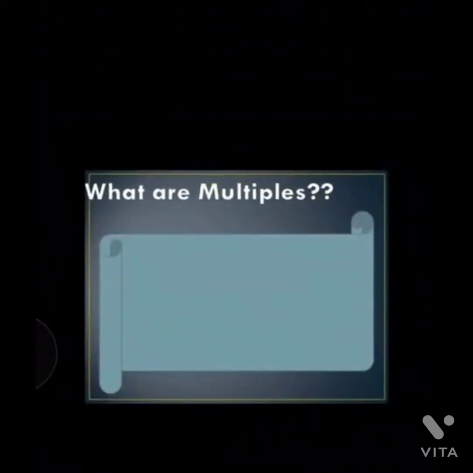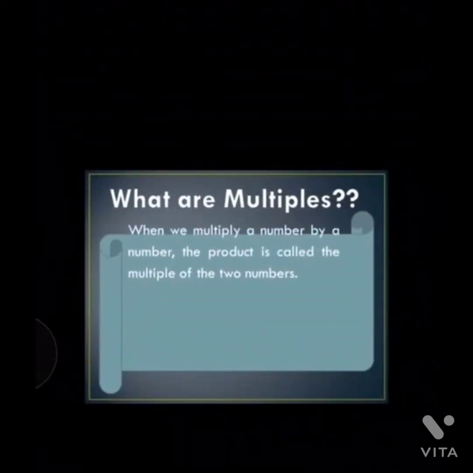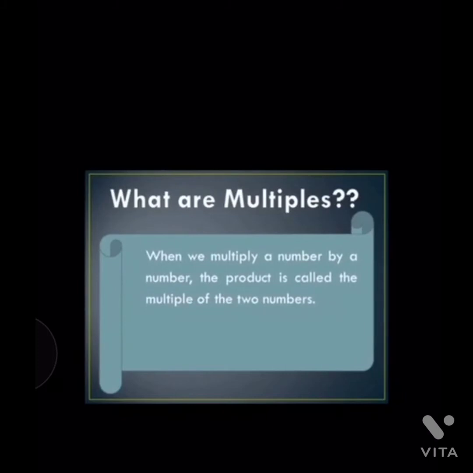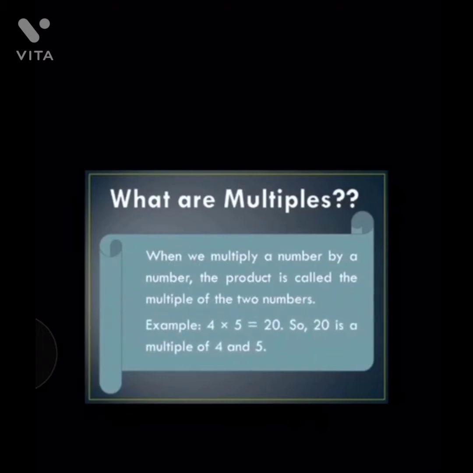What are multiples? When we multiply a number by a number, the product is called the multiple of the two numbers. Let's take an example. 4 multiplied by 5 gives you 20. So we can say that 20 is a multiple of 4 and 5.